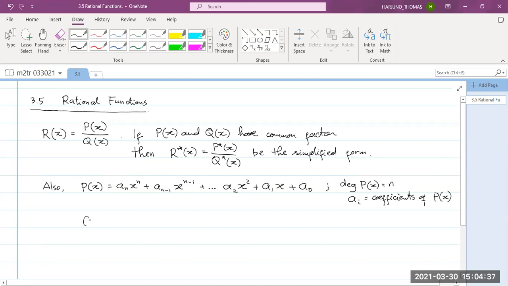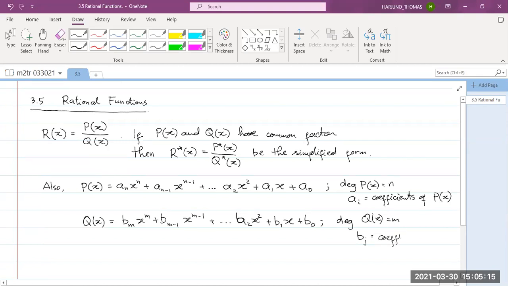While for Q(x), I will use b and m. So b sub m x to the m, b sub m minus 1 x to the m minus 1, all the way to b2 x squared plus b1 x plus b0, where the degree of Q(x) is m, and b sub j is the coefficients of Q(x). Okay, let's say that's the rational functions, and that's the setup.